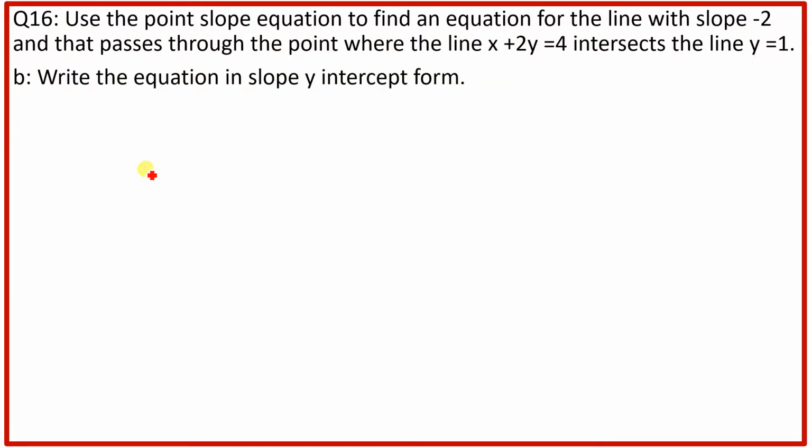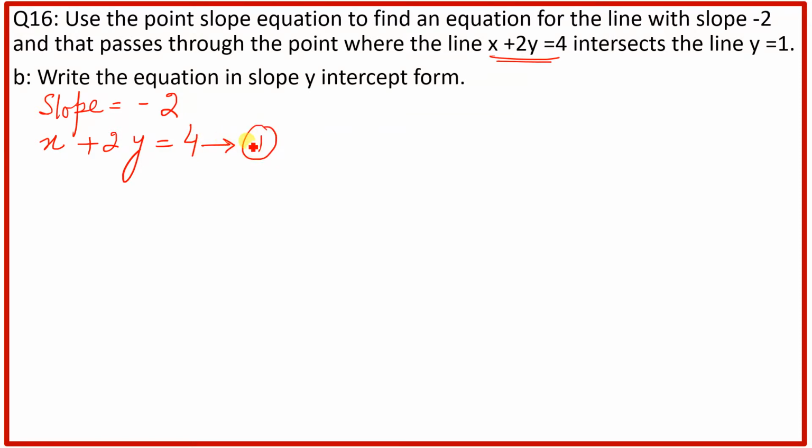Now move on to question number 16. Use the point slope equation to find an equation for the line with the slope minus 2. Here the slope is given, which is negative 2, and our equation is x plus 2y is equal to 4. First you have to read the question, because you should know what the requirement is.